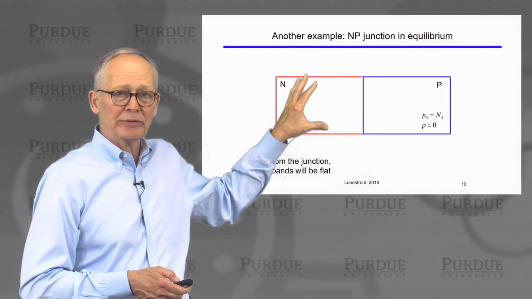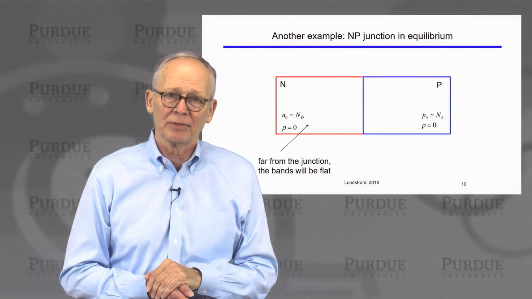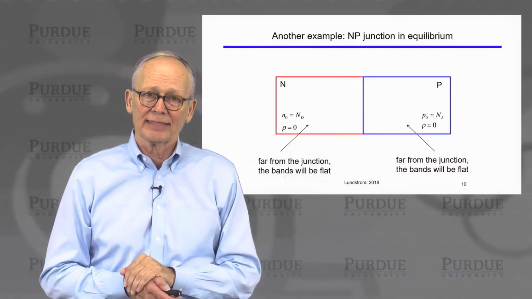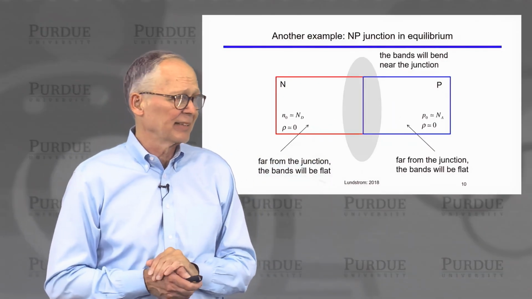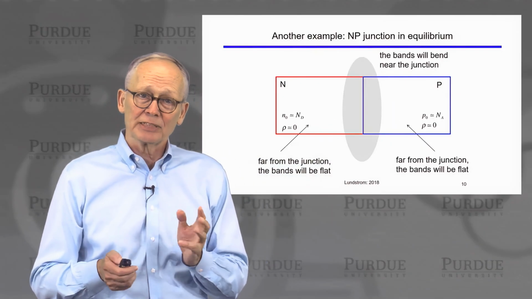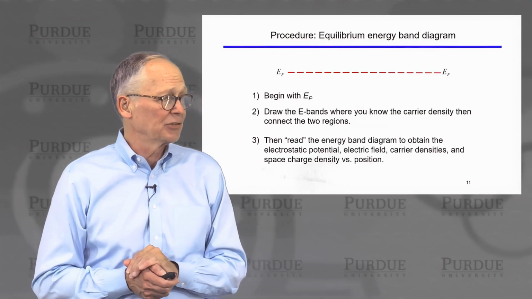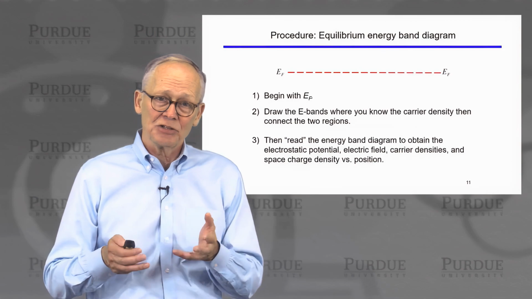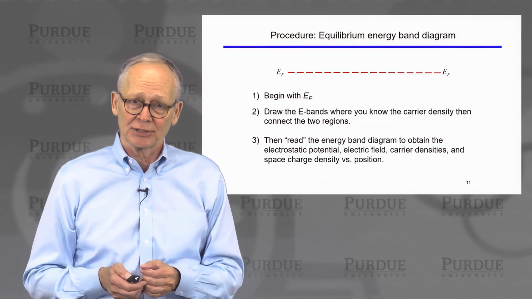Very far to the left, we would just expect to see an energy band diagram of an N-type semiconductor. Very far to the right, we would just expect to see an energy band diagram of a P-type semiconductor. Near the middle, we would expect to see something different happen. There'd be a transition region. So what we need to do is to draw an energy band diagram of this NP junction.